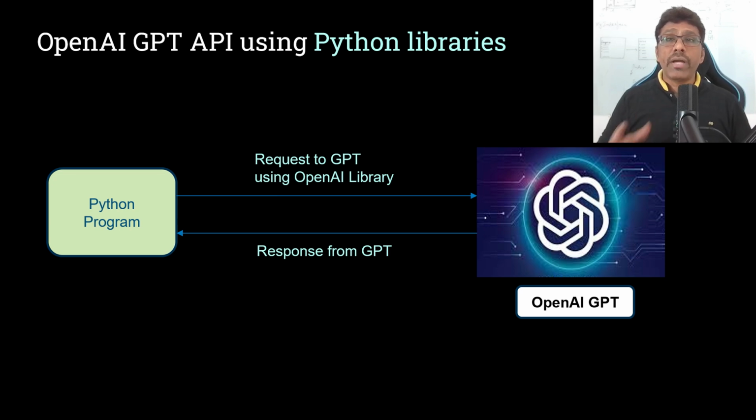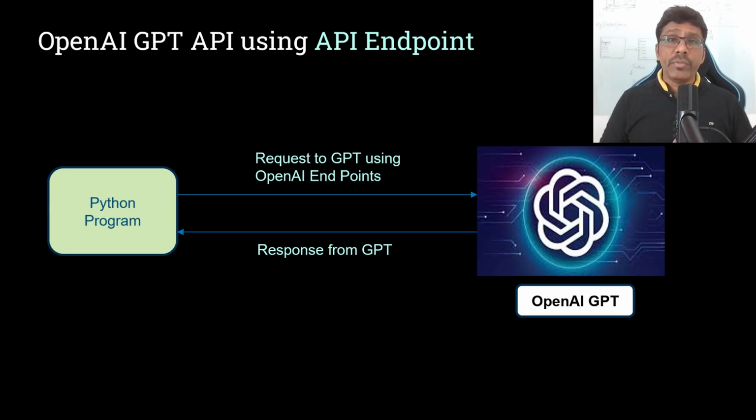In this method, Python program uses OpenAI libraries to interact with OpenAI API. Let's see the demonstration on this. OpenAI GPT API using API Endpoint. This is the another method where Python program uses OpenAI API endpoints to interact with OpenAI GPT. So why wait? Let's jump to the demonstration section.